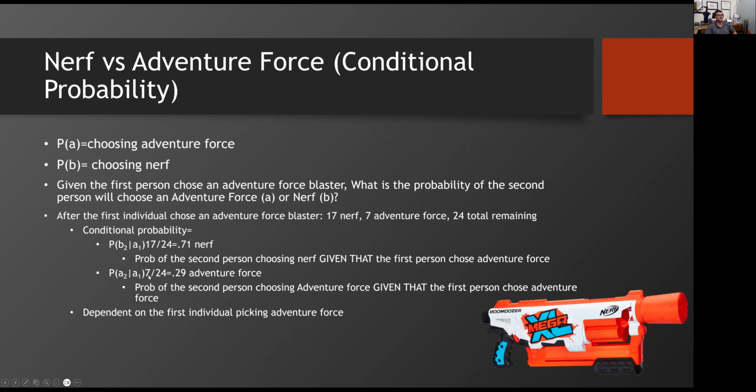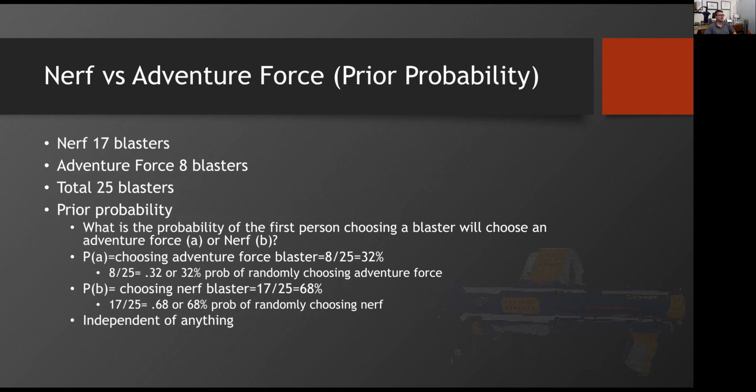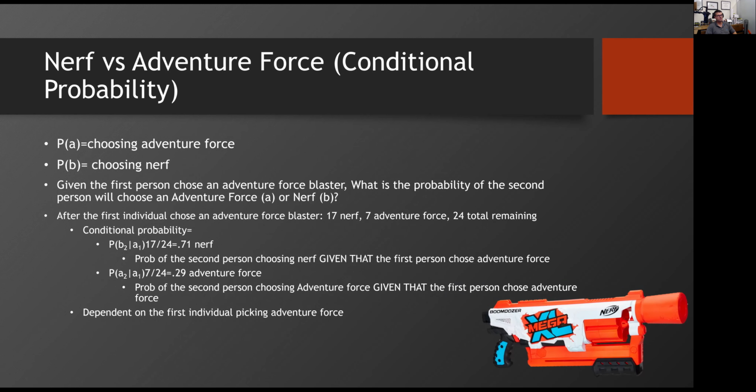Well, now there's only 7 Adventure Force blasters to choose from out of 24 total blasters. So this is 0.29 or 29% chance that the student will choose the Adventure Force Blaster, compared to the previous one, which was 32%. So that is the probability that the second person chooses an Adventure Force Blaster, given that the first person chose an Adventure Force Blaster. And this is dependent or conditional probability. So it's dependent on the first person picking the Adventure Force Blaster.